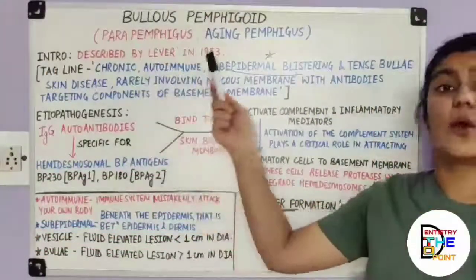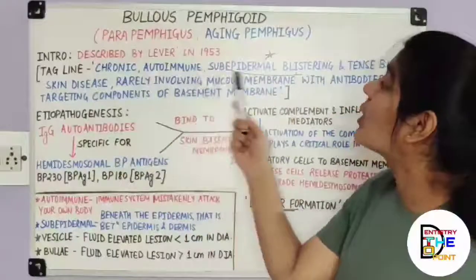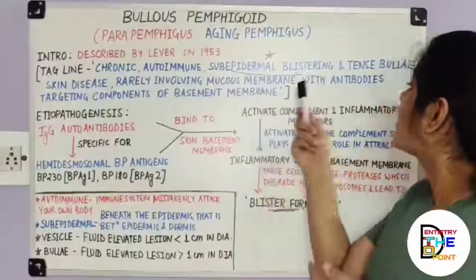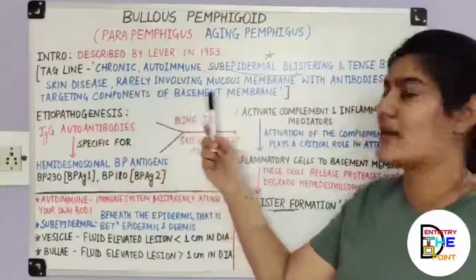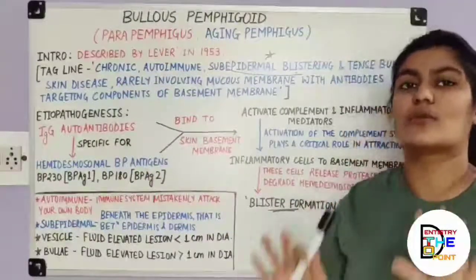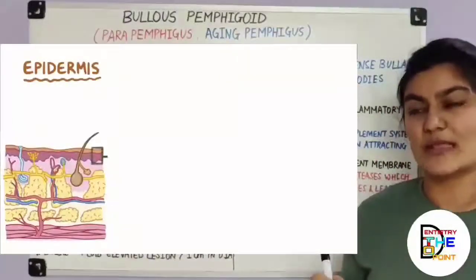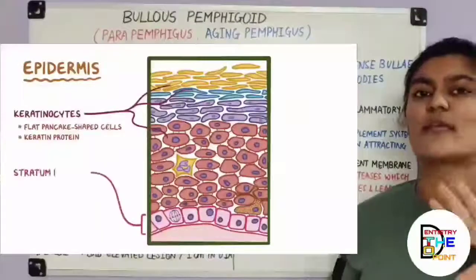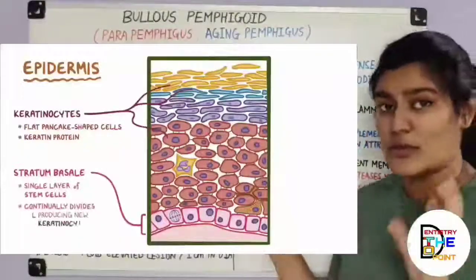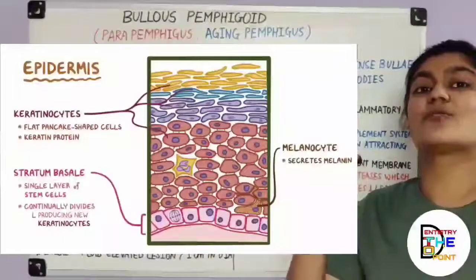So it is a chronic autoimmune subepidermal blistering and tense bullae skin disease, rarely involving the mucous membrane. So it rarely involves your oral cavity or oral mucous membrane, with antibodies targeting components of the basement membrane. This line will be clear from the etiopathogenesis. A basic thing you need to know here is that there are three layers: the outermost is your epidermis, below that is your dermis, and then hypodermis. Your epidermis is composed of several layers like stratum basale, corneum, granulosum, spinosum, etc. And you also know for a fact that the basal cells in the stratum basale are attached to the basement membrane.